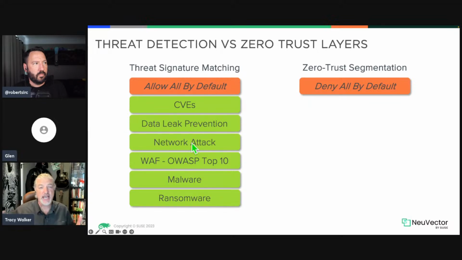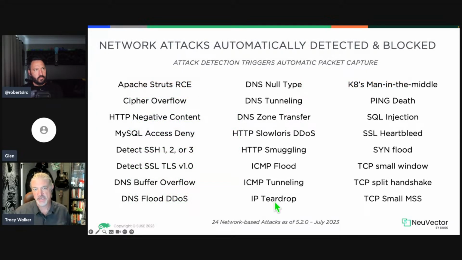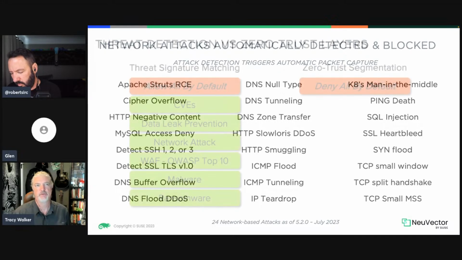Our network attack detection, so we can detect live network attacks. That is signature based, though. That means we have to have a signature. We have a ton of signatures. Here's all the different network attacks that we can detect live. When we detect these things live, we trigger an automatic packet capture of the actual attack. That's one of the capabilities that you get with NeuVector.